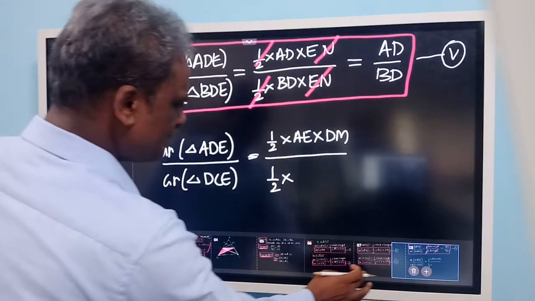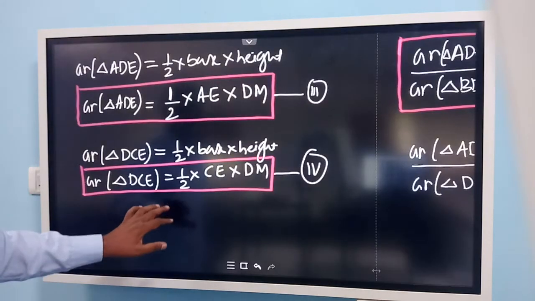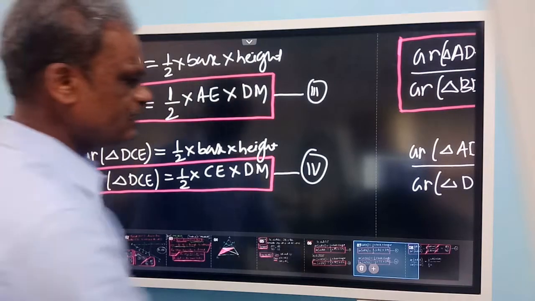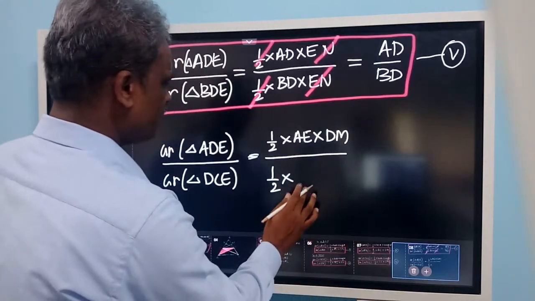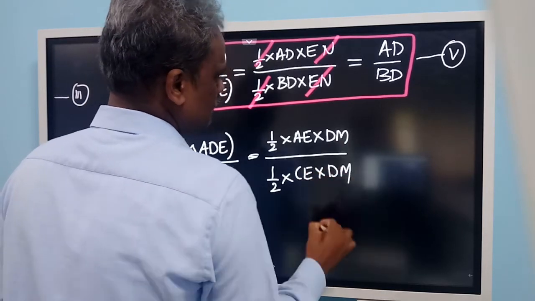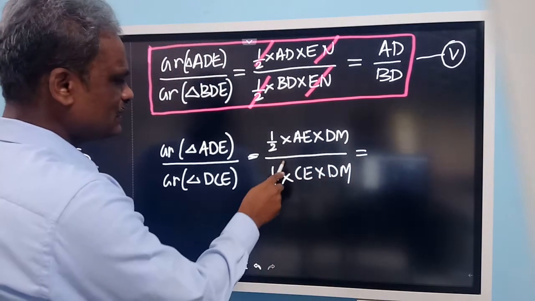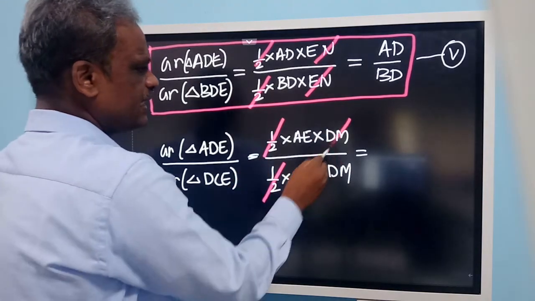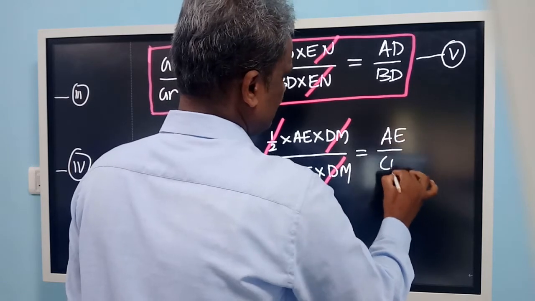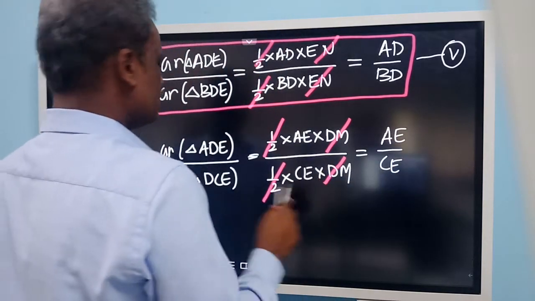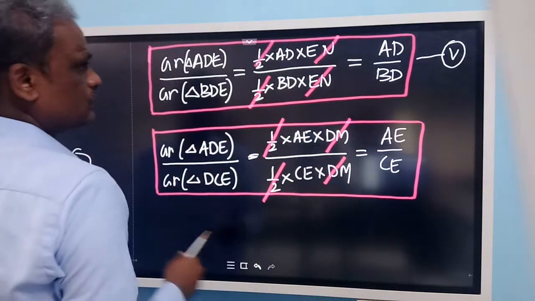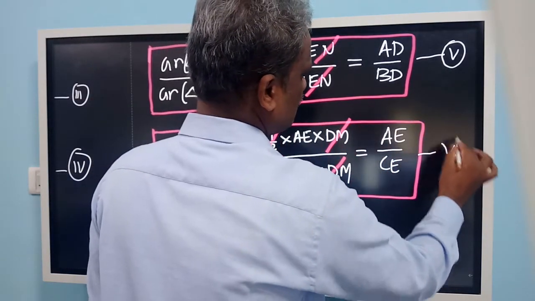What is DCE? Half into CE into DM. So we write half into CE into DM. You can cancel 1 by 2 and 1 by 2, and DM and DM. So you are left with AE by CE. This is another equation you got, equation 6 now.